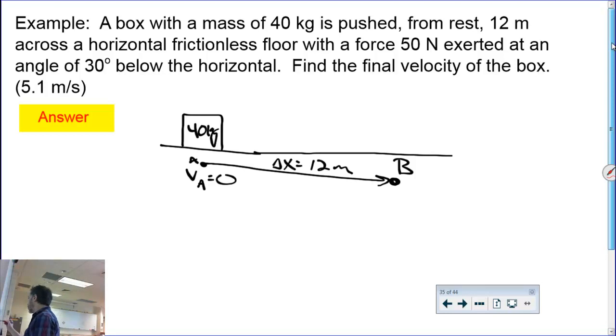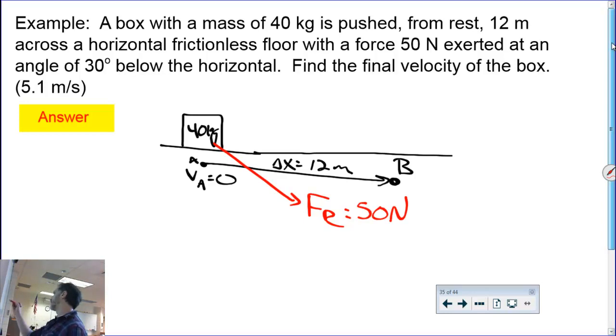So we'll assume that it's Roy. So here's the force of Roy. It is 50 newtons, and it's at an angle of 30 degrees below the horizontal. So either this or this is 30 degrees, right? Oh, and conveniently, that's the angle between my force and my displacement vector, right? And we're trying to find the final velocity of the box.